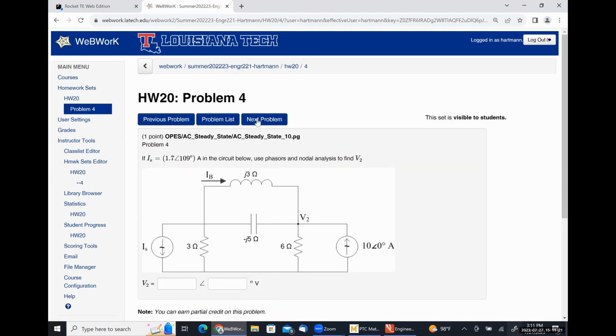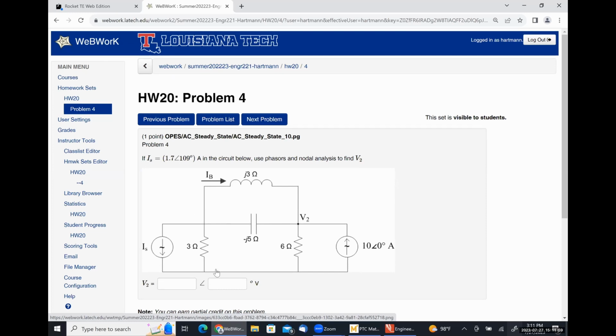Problem number 4 here. You're trying to find this voltage V2. So the first thing that I would do is combine this J3 ohm inductor in parallel with this minus J5 ohm capacitor to make it a single impedance between this node and this node. Then I would probably do a source transformation on this one over here. And then I could do KCL at this node to give me V2 directly.